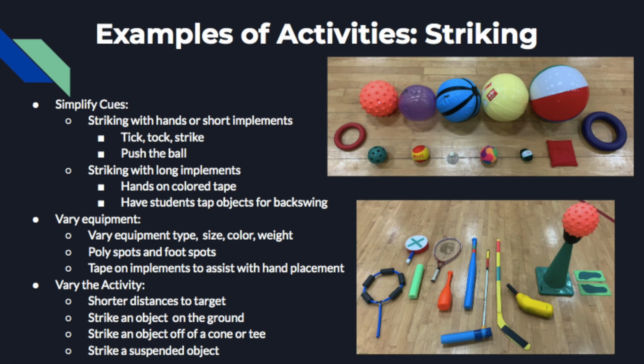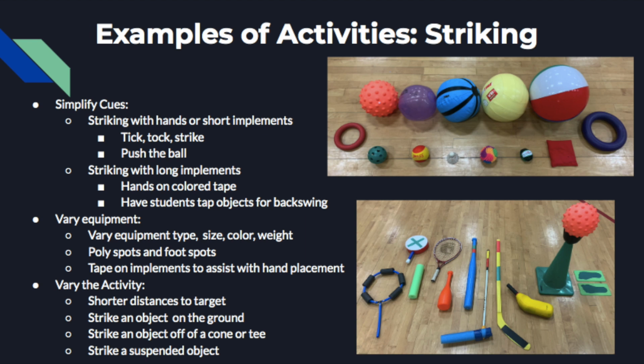These are some examples of how to adapt striking activities for students with disabilities. A student with a disability may need simplified cues such as tick, tock, strike, and they may need an adult or a peer to say these cues each time they practice a skill, at least at the beginning, until they're able to retain it and then hopefully apply it more independently.